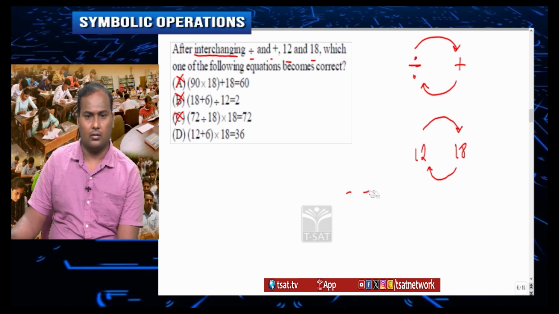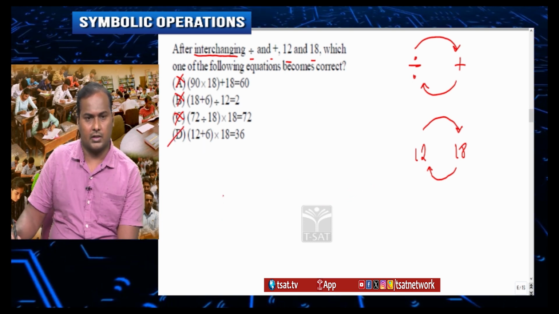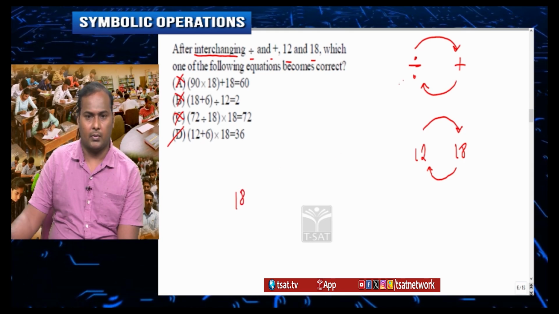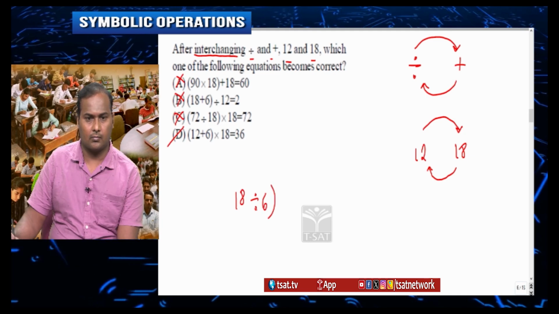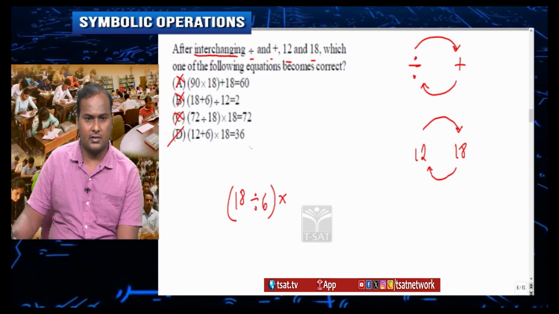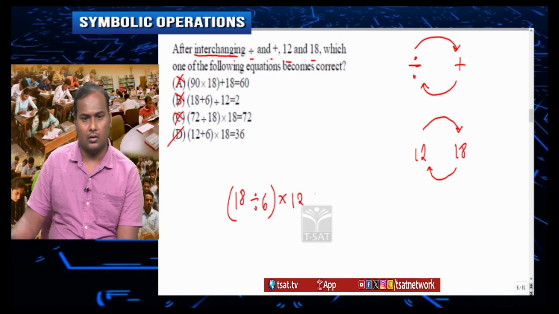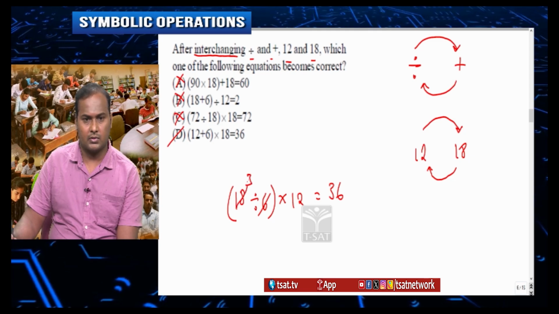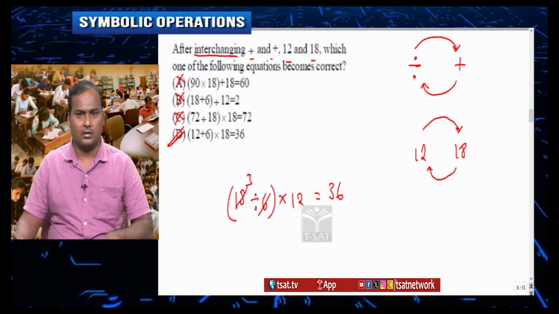Now finally your answer will obviously be option D, but let's check it out. In place of 12 you put 18, in place of plus you put divided by 6, multiplication as it is, and in place of 18 you put 12. Now we check, is it equal to 36? Yes, 6 threes are 18, 12 threes are 36. So option D is the answer.